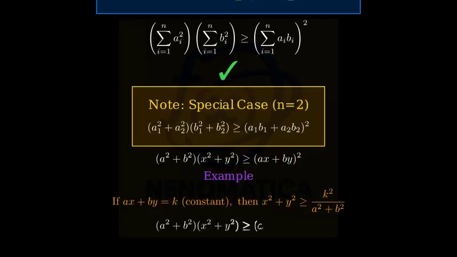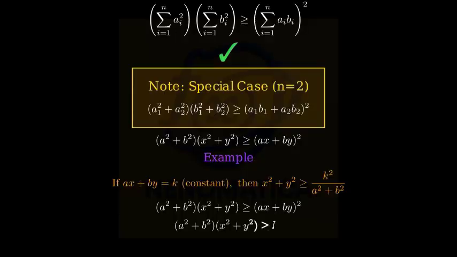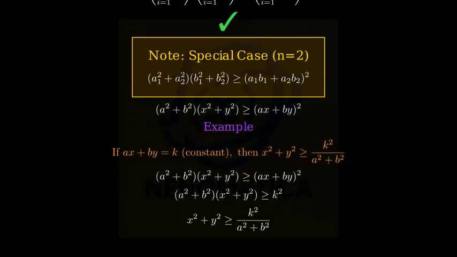By the inequality, we have a squared plus b squared multiplied by x squared plus y squared is greater than or equal to the square of ax plus by. But ax plus by equals k, so the square of that is k squared. Dividing both sides by a squared plus b squared, we get our result: x squared plus y squared is greater than or equal to k squared divided by a squared plus b squared.